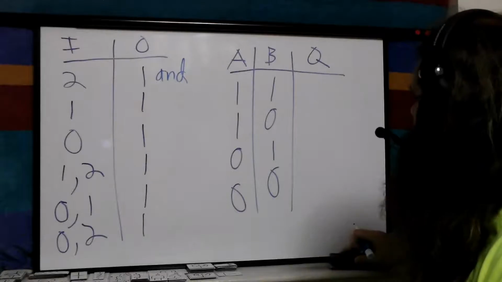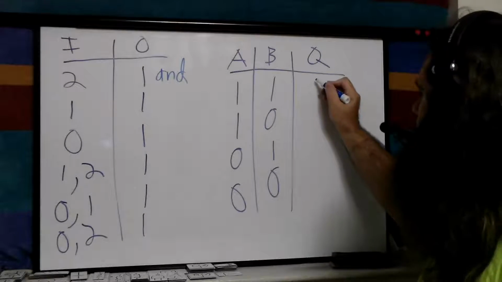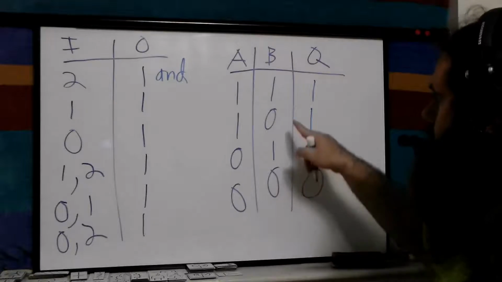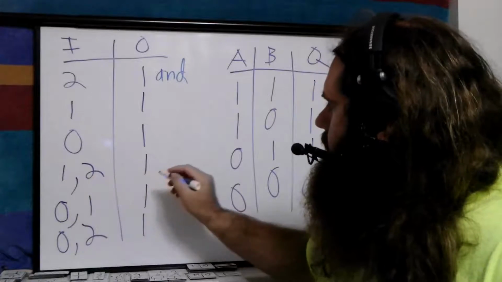AND. All right. How about OR? Well, we're just saying if one or the other. All right. Well, one or the other, one or the other, one or the other, neither. So if there's 2 ones, or if there's 1 one, we get a 1. 2 or 1, that's OR.